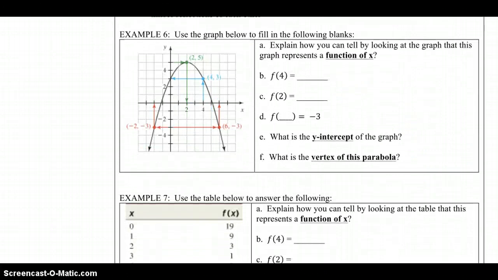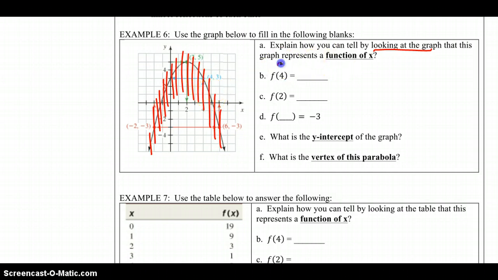All right, so these last couple problems look at how to read inputs and outputs given a function in graph form or in table form. The first one asks us to explain how you can tell by looking at the graph that this graph represents a function of x. If we think about putting a vertical line anywhere, any one of these vertical lines would cross our parabola exactly once. So our graph passes the vertical line test.